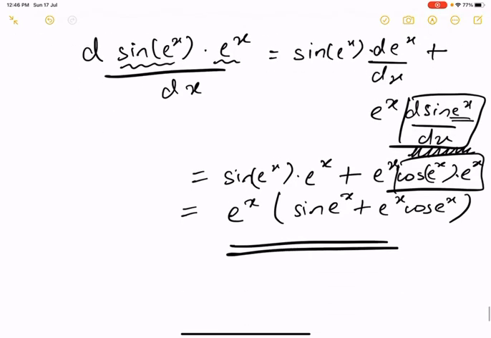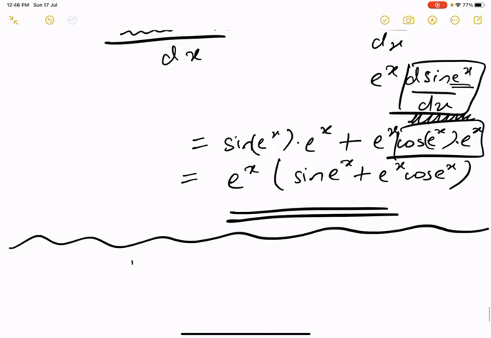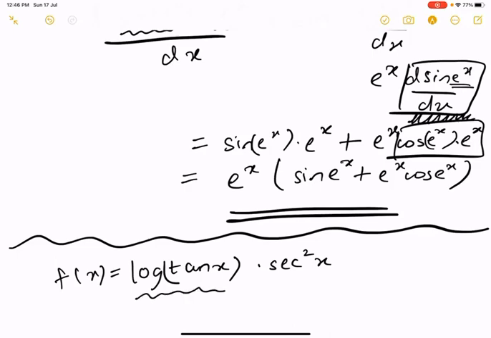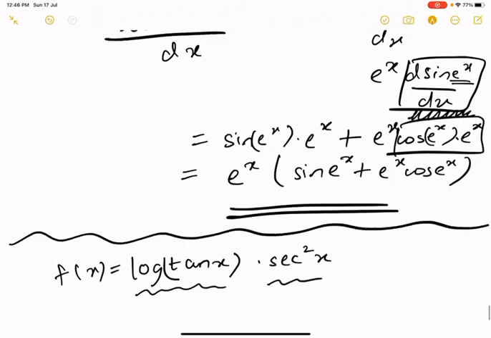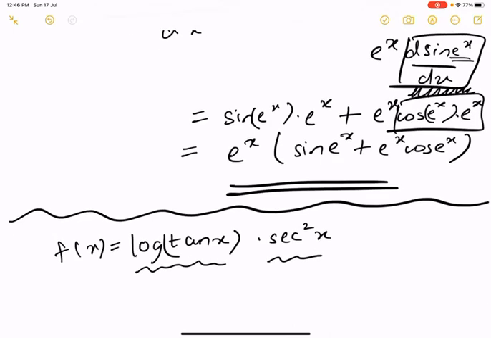I can give one more exercise. As an exercise you can take down this example, log of tan x multiplied by sec square x. Find the differentiation or the derivative of this function. First you notice that two functions are multiplied, then you use rule number 3.